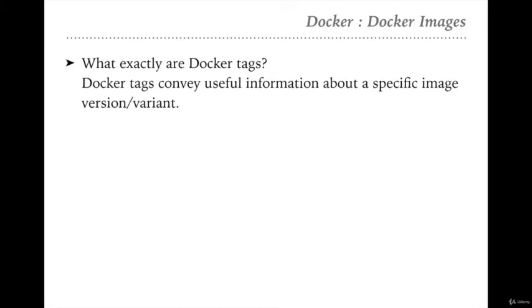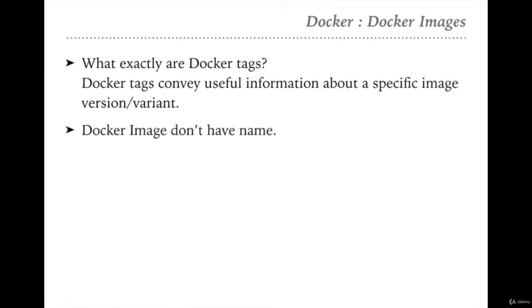Docker tags are just like a version of your image, right? Whenever you perform a git commit, you define a specific message and git specifies a commit string with your commit. In the same way, a Docker tag is basically a version of your image that conveys useful information about the specific image, version or variant. So when we say we are tagging a particular image, we are defining the version of that particular image of the Dockerfile.